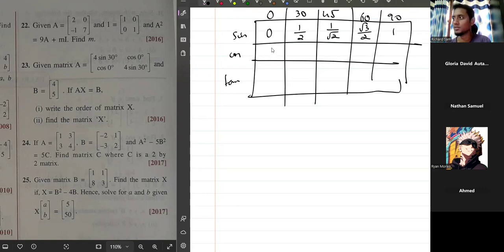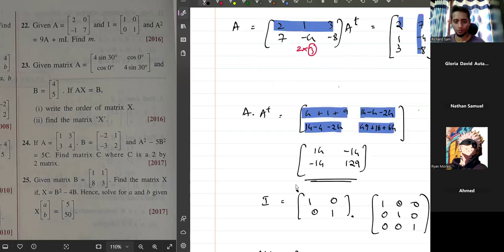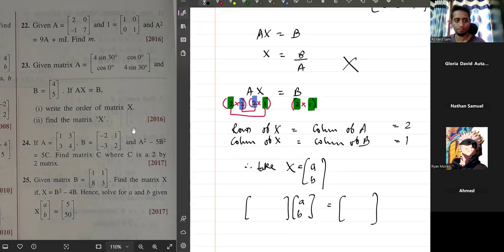Cos values: 1, root 3 upon 2, which is the reverse of this one, 1 upon root 2, 1 upon 2, and 0. Tan will be sine upon cos. Starting with 0, the last value is infinity. The middle value is 1. Here you have 1 upon root 3, and here it is root 3. So these values you will apply here. You will get this. And B matrix is 4, 5. Understood how to do this?